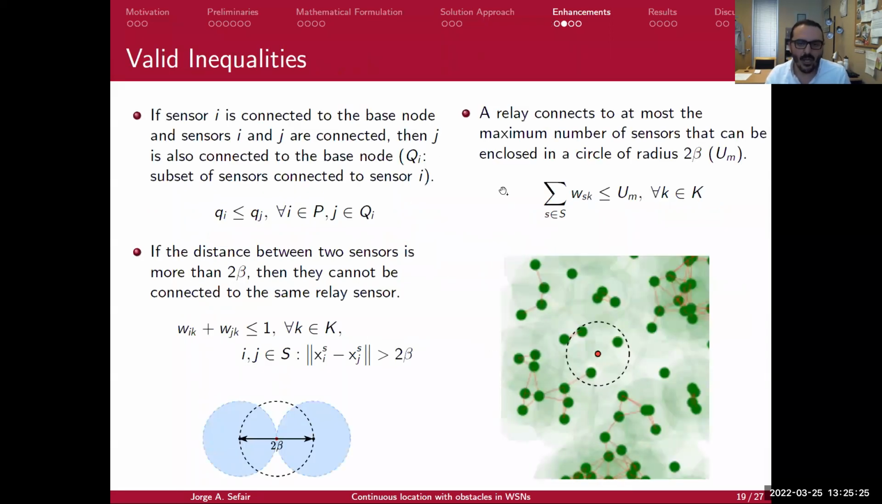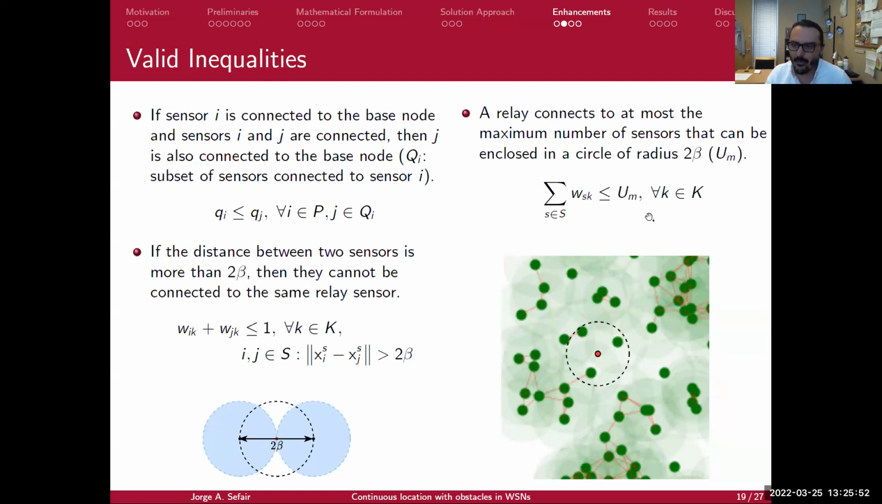So valid inequalities, so simple ones. If a sensor I is connected to the base node and sensor J is connected to the sensor I, then J is also connected to the base node. So I can impose that. We found violations of that in the linear relaxations. So you can just quickly break that up. If two sensors are too far from each other, then they cannot be connected to the same relay. So that's also helpful to impose.